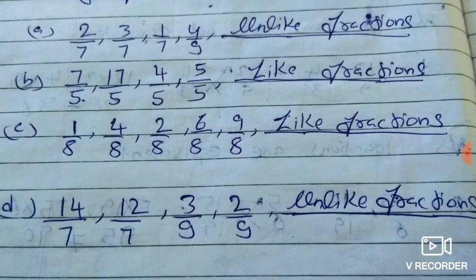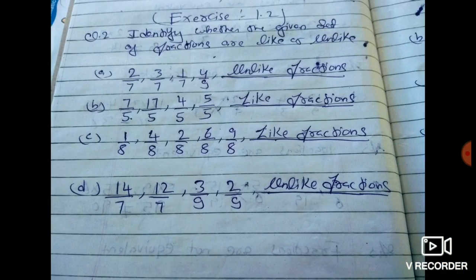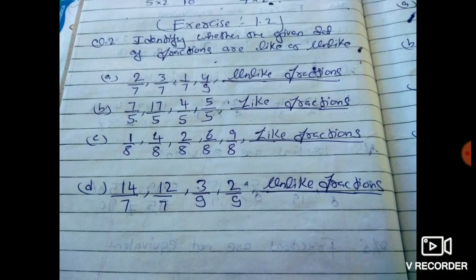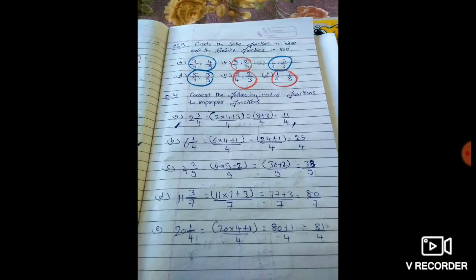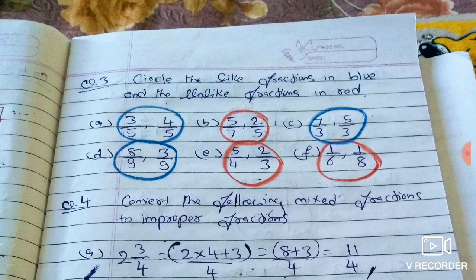Next, 6 upon 8, 9 upon 8, all the denominators are the same. Yes, so this is known as like fractions. Like this, find out the like fractions and unlike fractions by using this method. Next, in question number 3, circle the like fractions in blue and the unlike fractions in red.